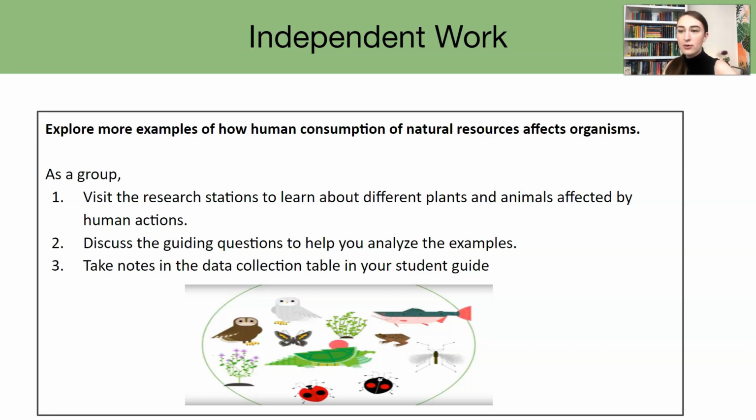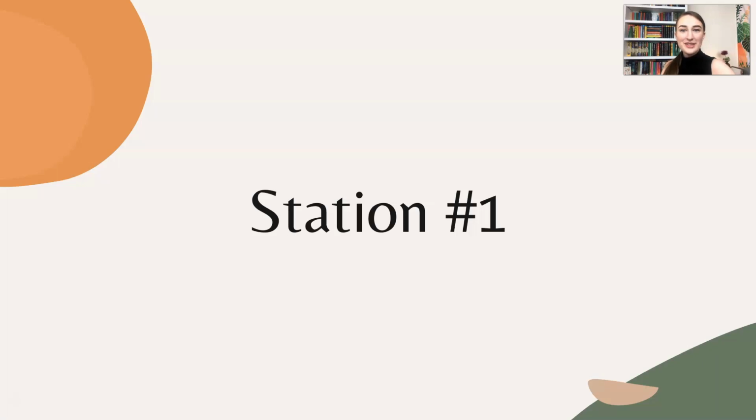Explore more examples of how human consumption of natural resources affects organisms. As a group, visit the research stations to learn about different plants and animals affected by human actions. Discuss the guiding questions to help you analyze the examples and take notes in the data collection table in your student guide. So let's start with station number 1.